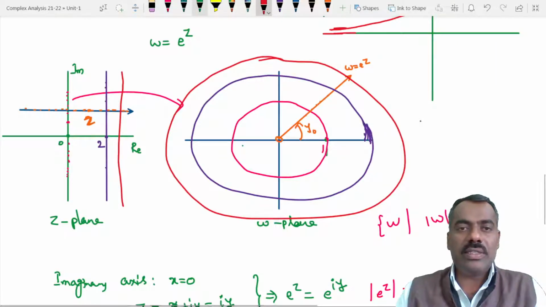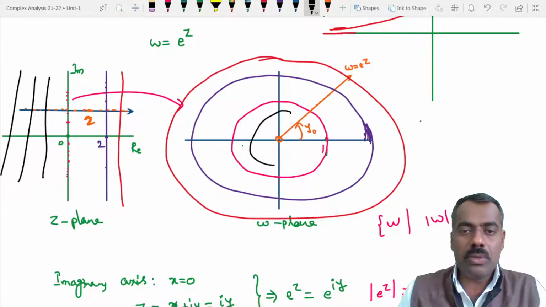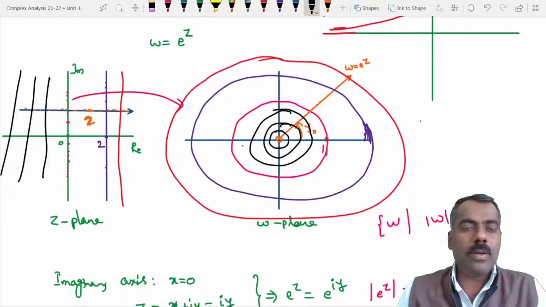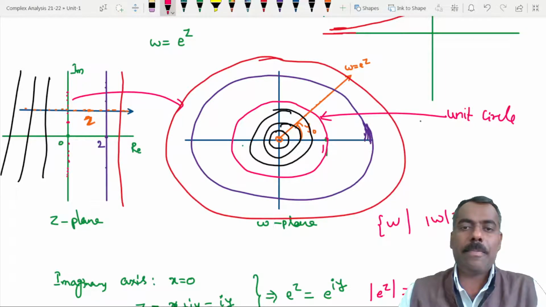Similarly, without discussing in detail, you can check that clearly. If you take any line on this side, then those lines will be mapped to circles inside this unit circle. So let me write this as the unit circle. All lines which are to the right side of this imaginary axis will be mapped to circles outside this unit circle, and lines to the left of this imaginary axis will be mapped to circles inside.